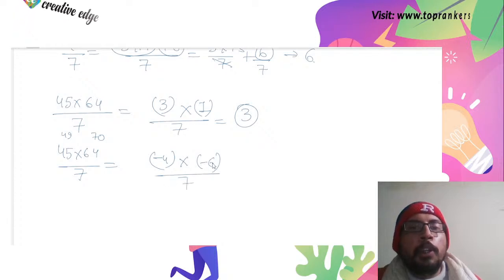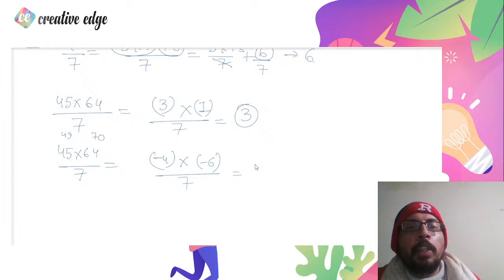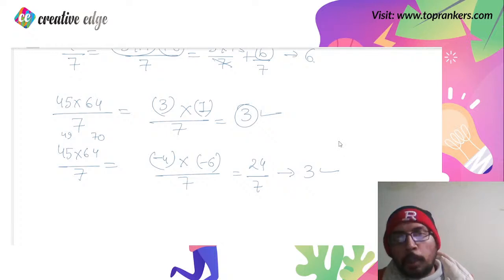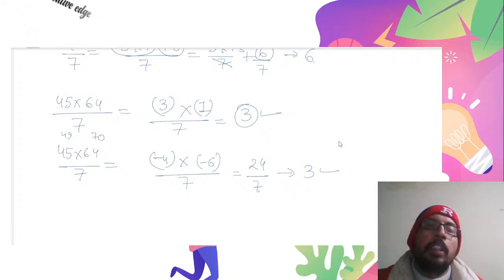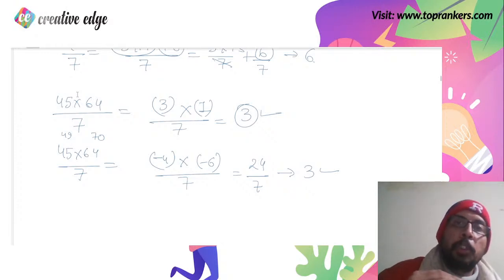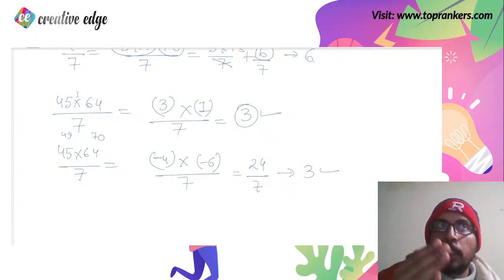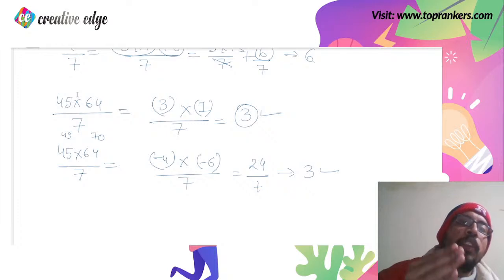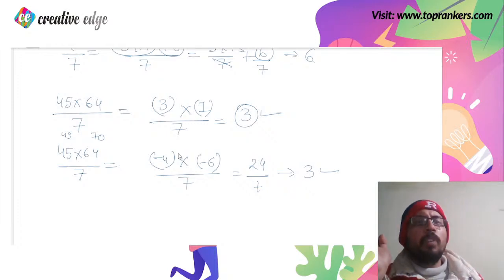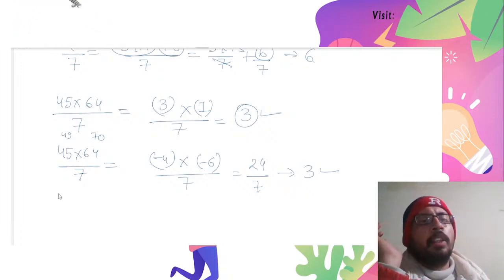So minus 4 into minus 6 is going to be 24 upon 7. 24 upon 7 is 7 3s are 21. Again the remainder is 3. So whether you find it in this way or in this way, the remainder is going to be the same, right? The reason I told you both the approaches is because it depends on which approach makes our calculation easy, right? You could have done it in this way as well.